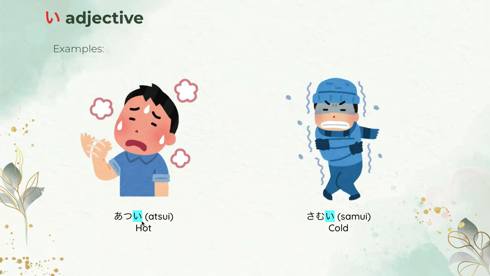So as you can see from these two words, the highlighted part is to illustrate how to use the e adjective. So you could tell that these are e adjectives because it always ends with e.